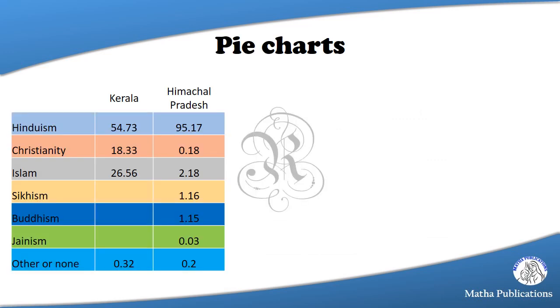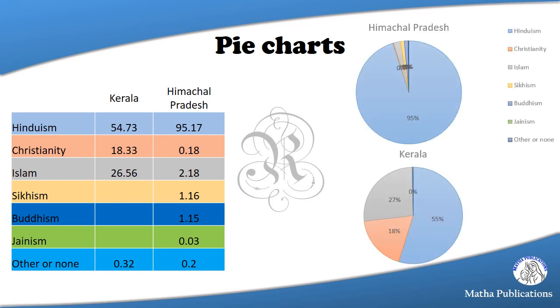Given is an analysis of religious diversity in the states Kerala and Himachal Pradesh. The number denotes the percentage of people believing in each religion. This analysis can be represented using a pie chart as shown. A pie chart enables us to understand the quantity of data in comparison with others.